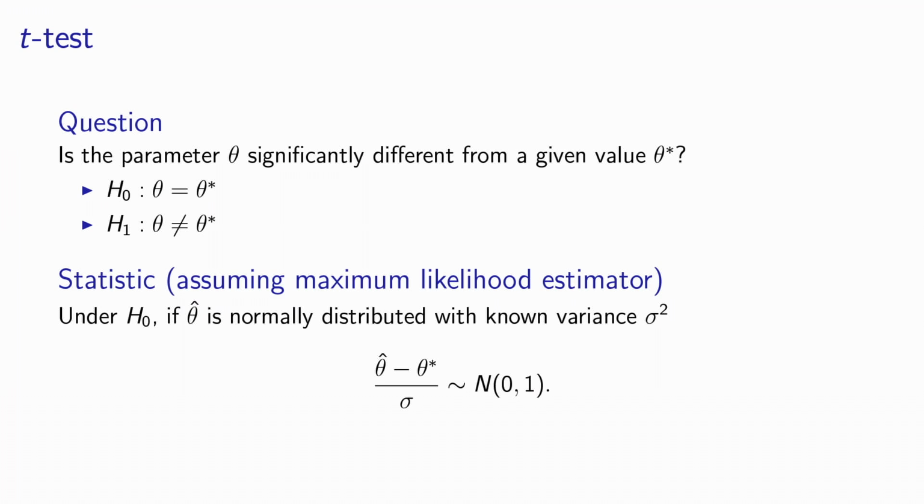Now if H0 is true, meaning that the true value of theta is equal to theta star, what we can show is that the statistic represented here has a given distribution. The distribution of theta hat, the estimated value, is normal. More specifically, theta hat minus theta star, which on average should be equal to 0 if theta star is the true value of the parameter, divided by sigma, the standard error of the estimates, is a normal distribution with mean 0 and variance 1.